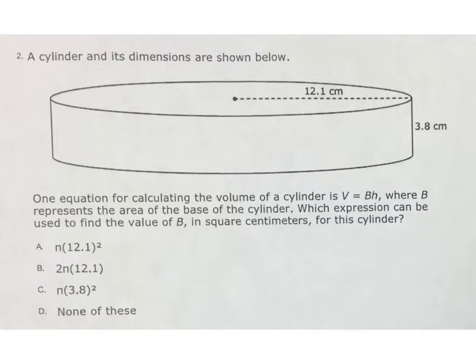Number 2. A cylinder and its dimensions are shown below. One equation for calculating the volume of a cylinder is capital V equals capital B times H, where capital B represents the area of the base of the cylinder. Which expression can be used to find the value of capital B in square centimeters for this cylinder?